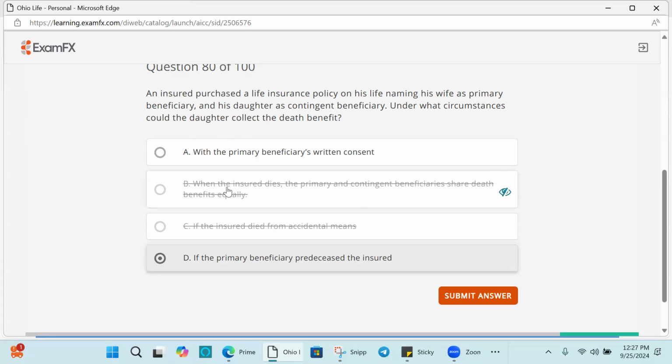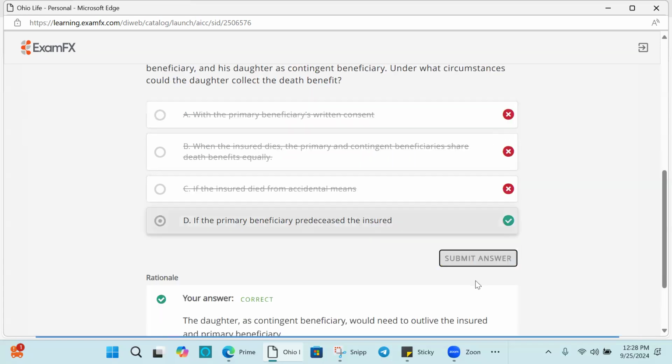This raises the question: does the contingent beneficiary receive anything if there's a primary who has 100% to receive the proceeds? The contingent beneficiary is only there if the primary beneficiary is no longer there. So here's the answer. That's the answer.